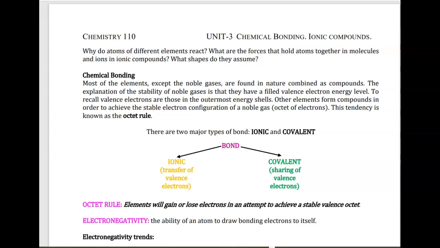Hello, today we're going to talk about bonding and we're going to discuss two types of bonding: ionic bonding and covalent bonding. Today we primarily will be talking about ionic bonds, and the next time we will discuss covalent bonding. But for now, you need to have the main idea of what bonds are.